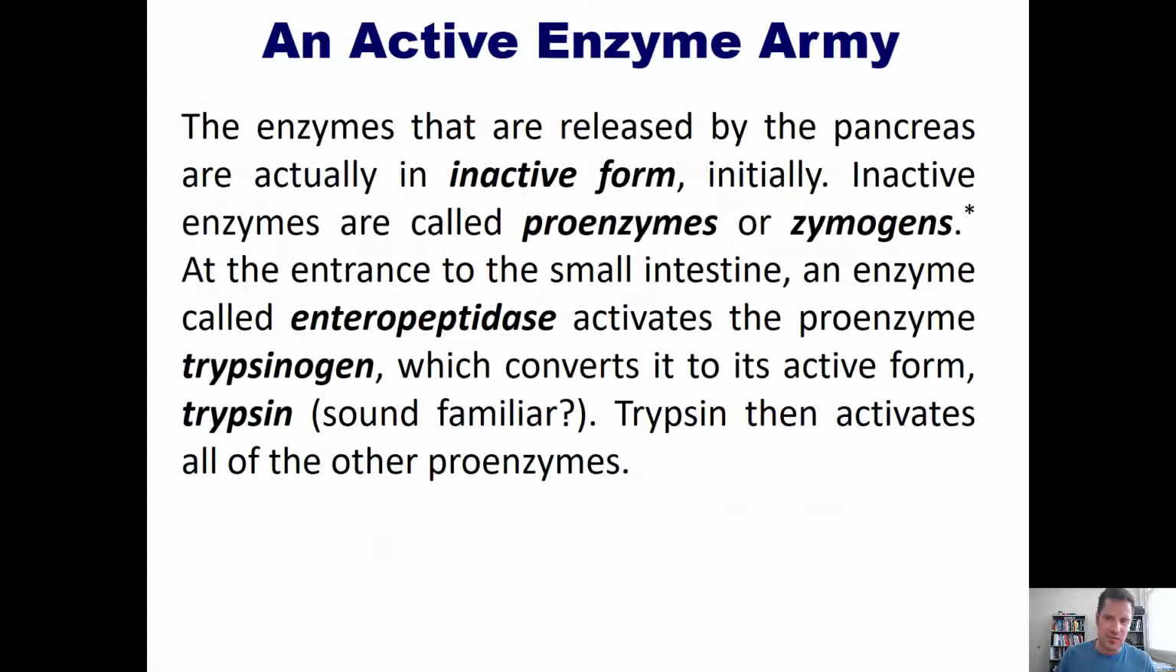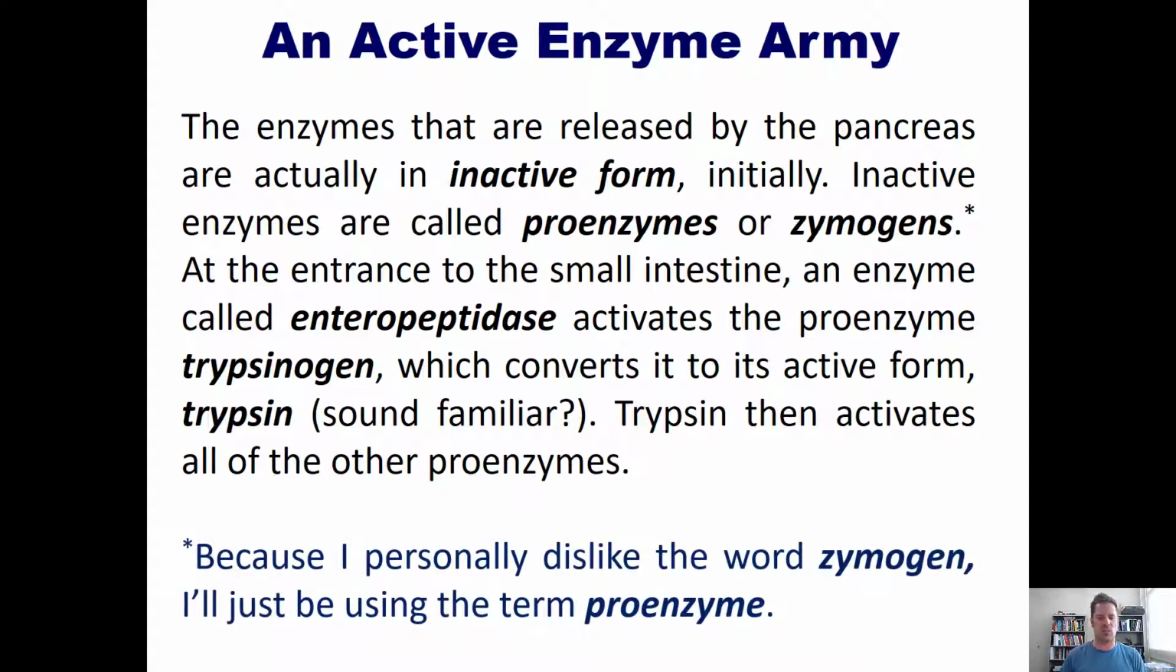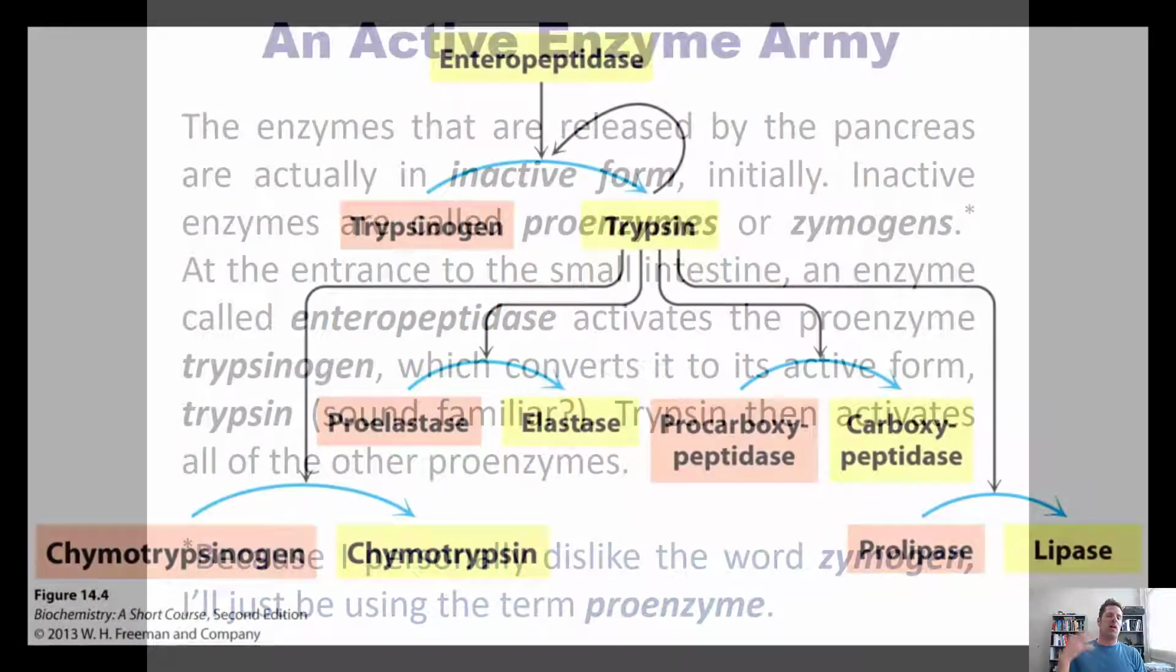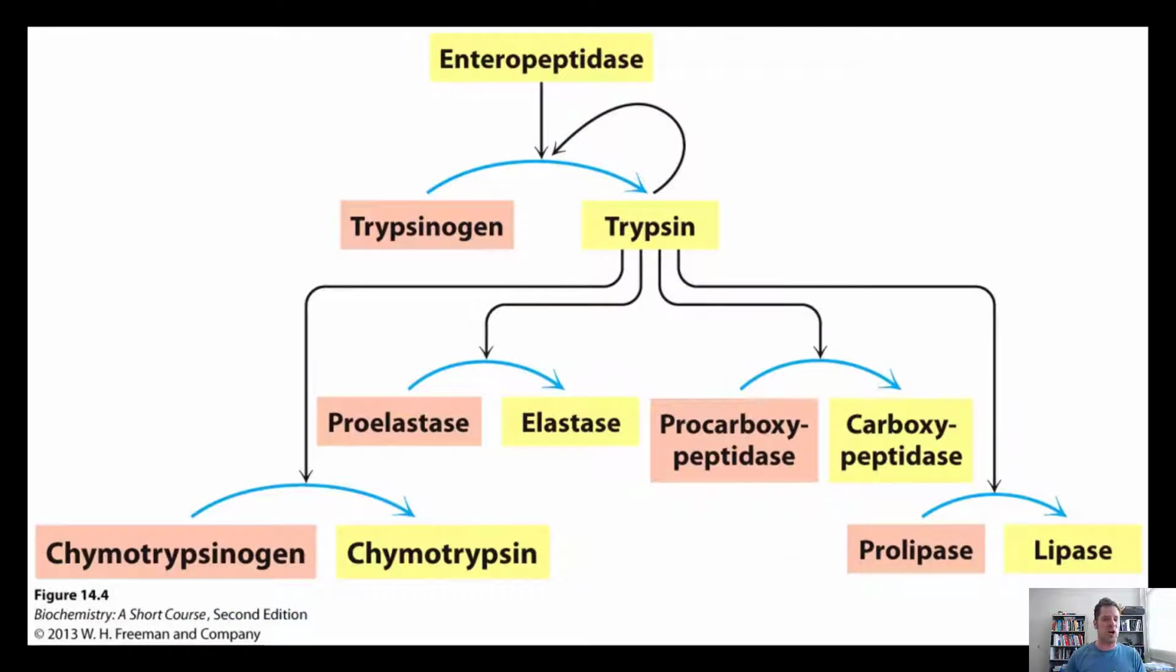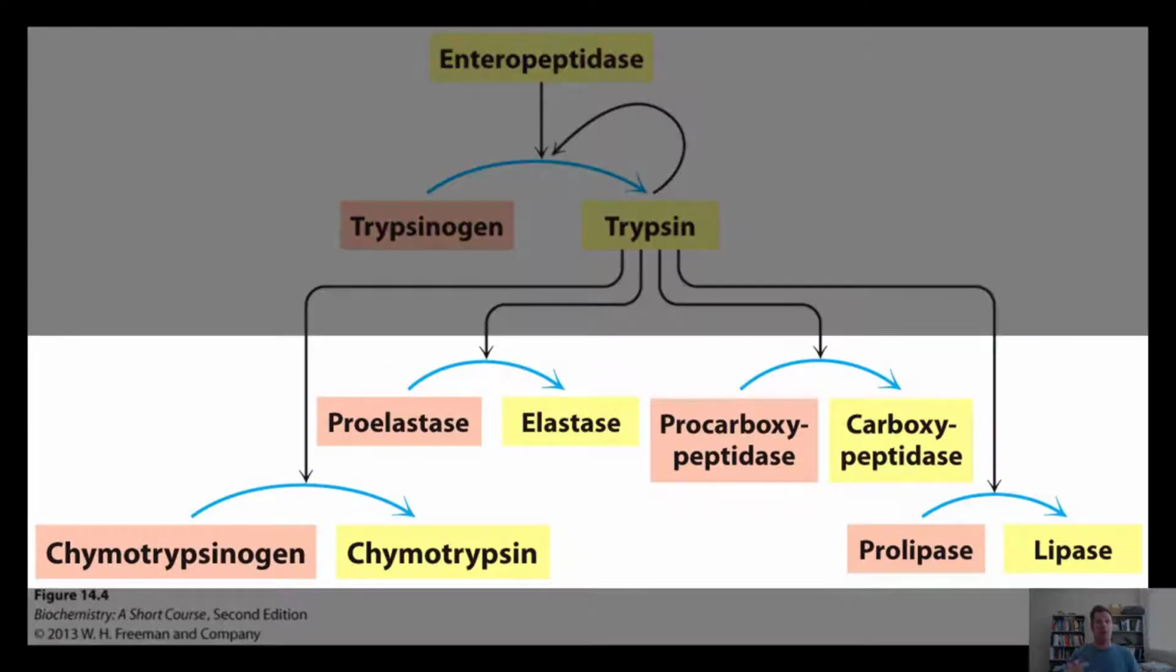Now, the enzymes that get released by the pancreas are actually in inactive form initially. Inactive enzymes are called proenzymes or zymogens, and for some reason I personally dislike the word zymogen. I don't really know why, so I'll just be using the term proenzyme instead, okay? Now, at the entrance to the small intestine, an enzyme called enteropeptidase activates the proenzyme trypsinogen, which converts into its active form, trypsin. Does that sound familiar? Of course, I just talked about trypsin and chymotrypsin a moment ago. Trypsin then activates all of the other proenzymes, the army of enzymes.